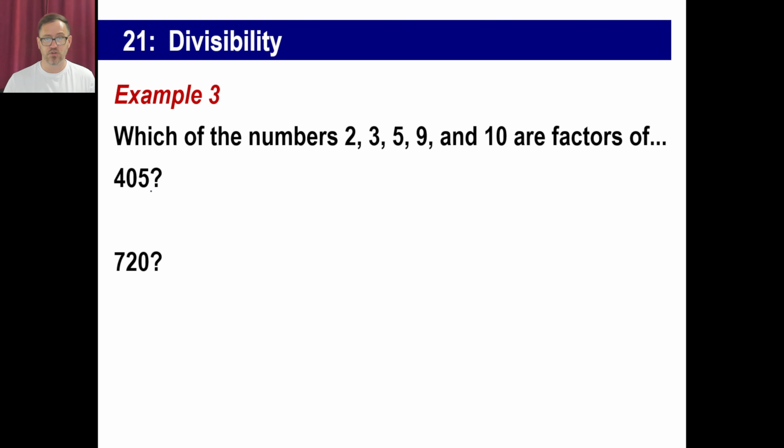How about 720? You pause it for a second and try it yourself. Which one of those? 2, 3, 5, 9, and 10. Pause it. Okay, let's go back. 2, yes, it's an even number. 3, let's see. 7 plus 2 plus 0 is 9. 9 is divisible by 3. Yep, you can divide 3 into that. 5, yep, it ends in a 0 or a 5. 9, 7 plus 2 plus 0 is 9. Yep, it sure is. In fact, it's 9 times 80. 10, yep, ends in a 0, so boom, all the way across.